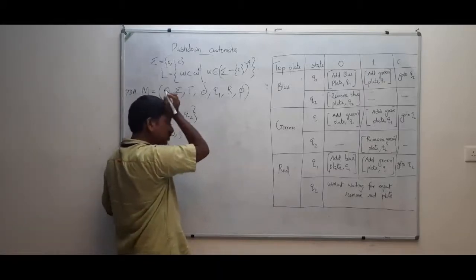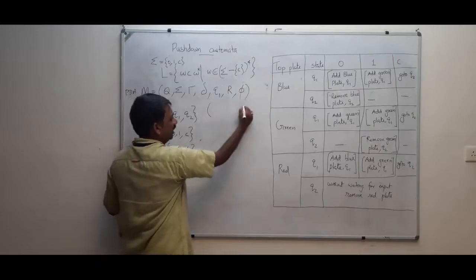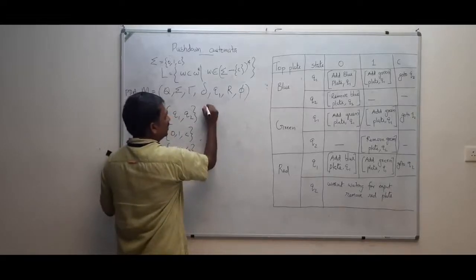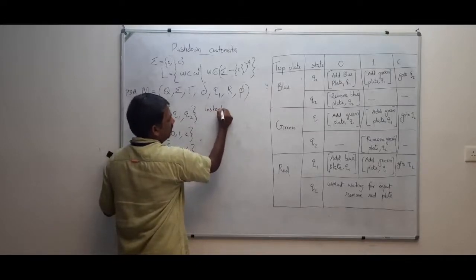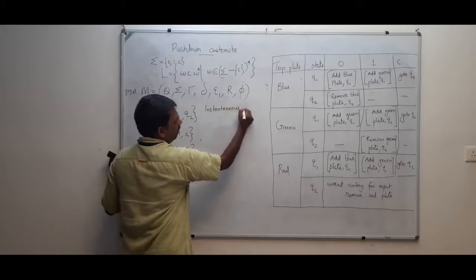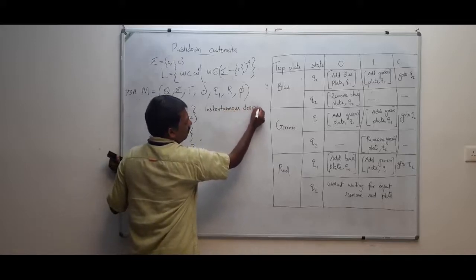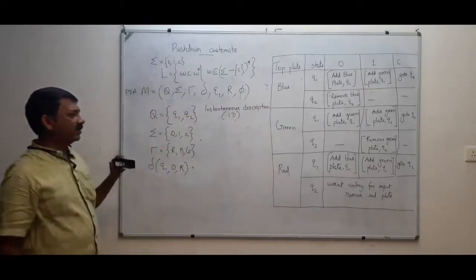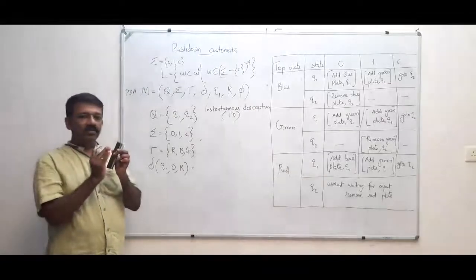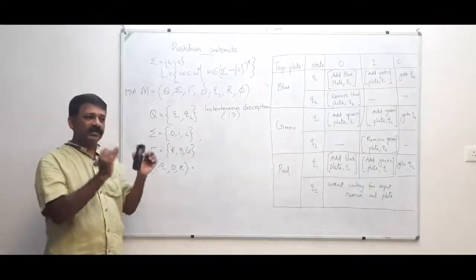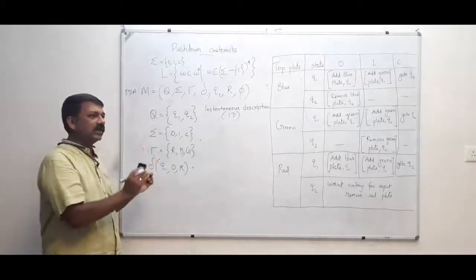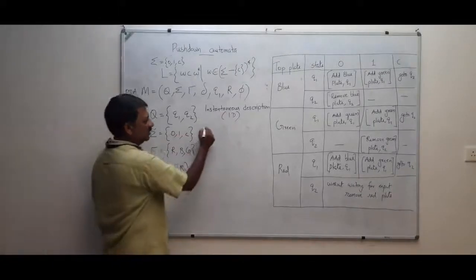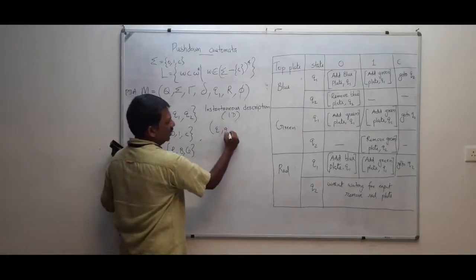An instantaneous description of a finite control has three elements. An ID, or instantaneous description of a PDA. That means a PDA is actually a finite control. PDA has three elements: finite control, stack and input. Once this instantaneous description means here you have three elements Q, A, Z.